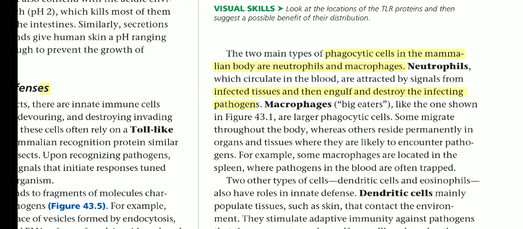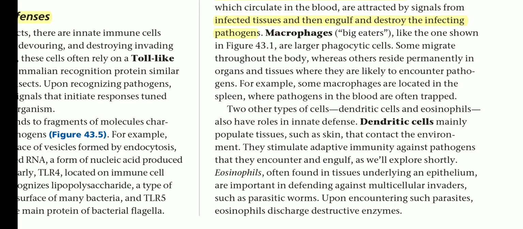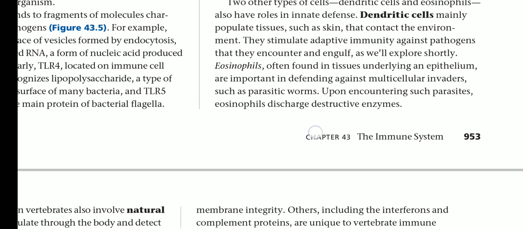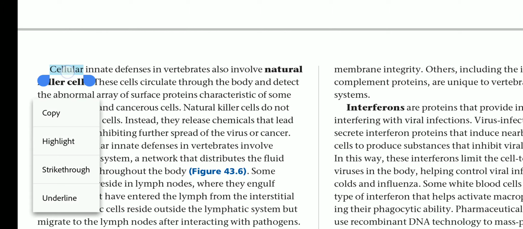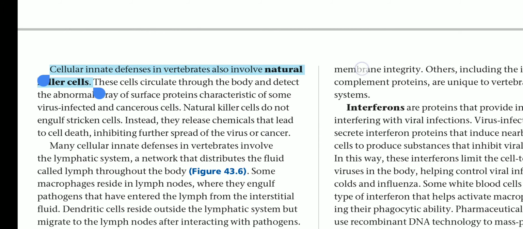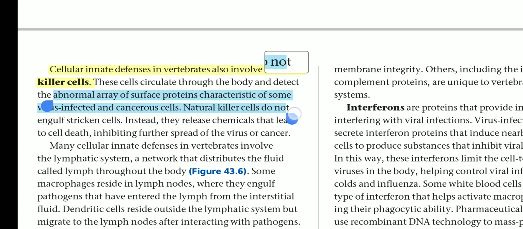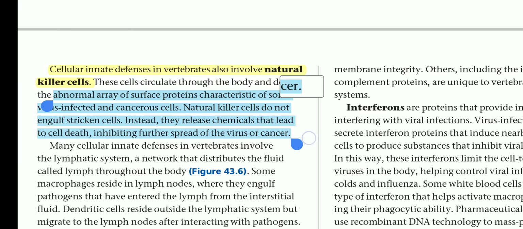Okay, let's move on to this. Dendritic cells populate tissues in contact with the environment, like skin. Now some cells about the natural killer cells. This is cellular innate defense, the natural killer cell. It circulates throughout the body and detects abnormal arrays of surface proteins on virus-infected or intracellular cells. It does not engulf the target cell. Instead, it releases chemicals that lead to the death of the infected cells.